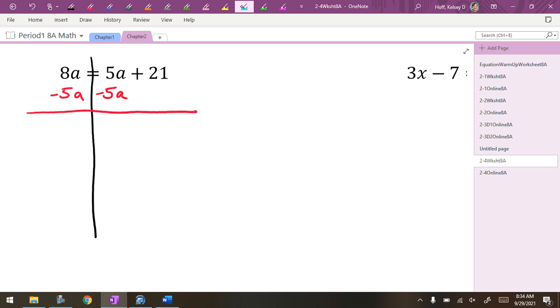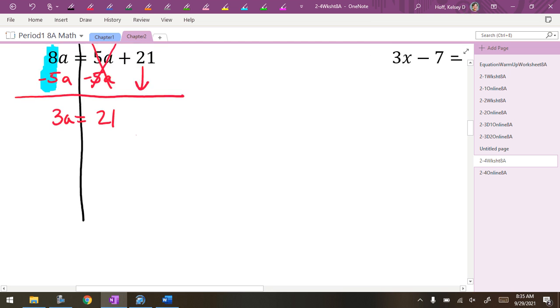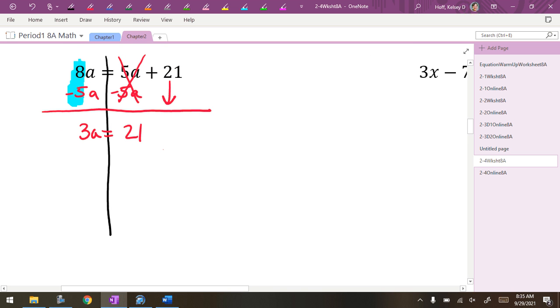Take your calculator. Type it in exactly how it says. 8 minus 5. Say it again. 3a. 5a minus 5a cancels. I drag down 21. Okay. Sit on all fours, please. So I'm going to cover up 3a, and normally I have to look. Is there anything added or subtracted to 3a? No. So there's nothing I have to get rid of.